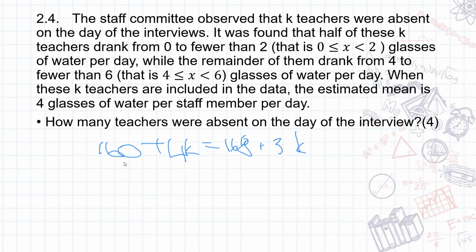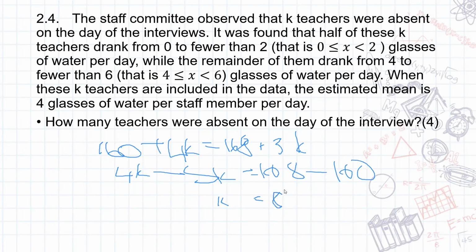Now we can see it's simply a linear equation that we can solve. So I'm going to bring the 3k this side and 160 this side. So 4k minus 3k is equal to 168 minus 160. And so 4 minus 3 is 1, so we've just got k, and 168 minus 160 is just 8. So there were 8 teachers missing from the day of the interview.